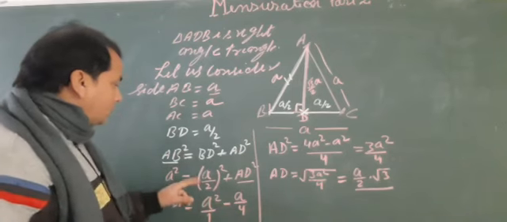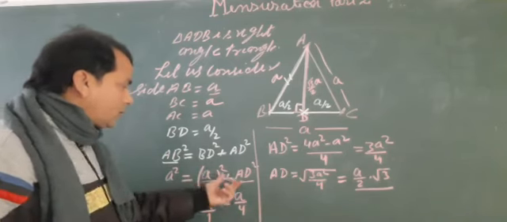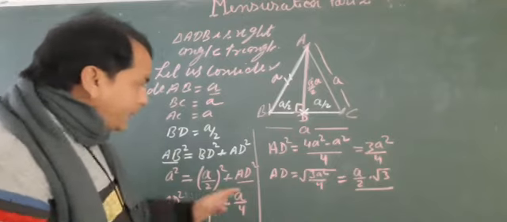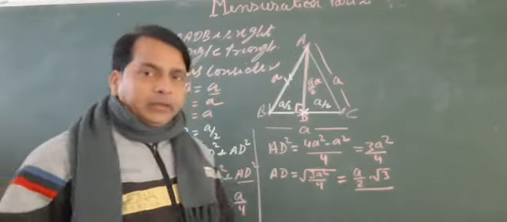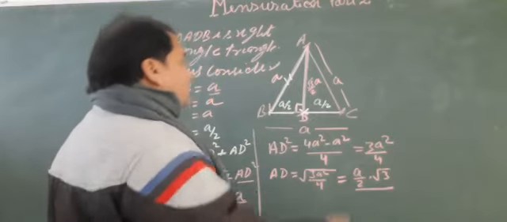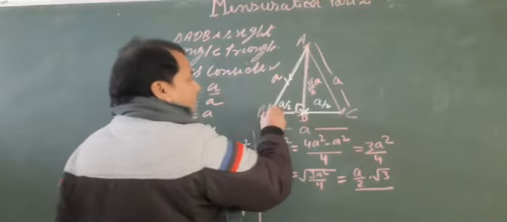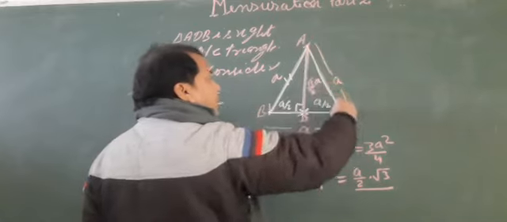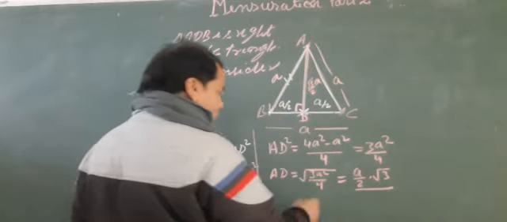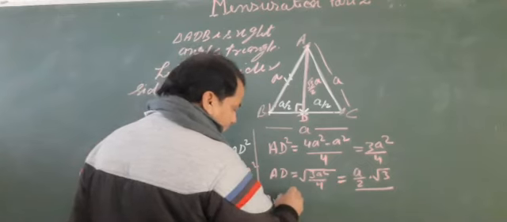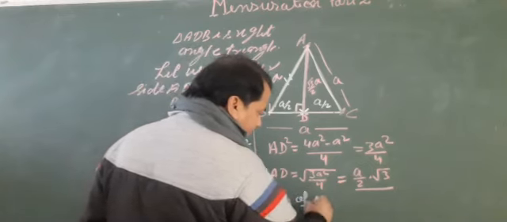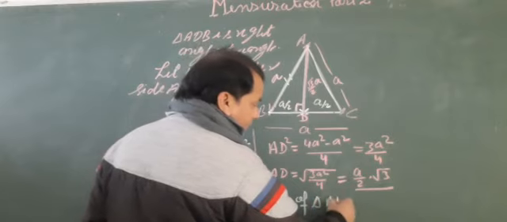Then A square equal to (A by 2) whole square plus AD square. Then AD equal to root 3 by 2 into A. So in this triangle ABC, area of triangle ABC.